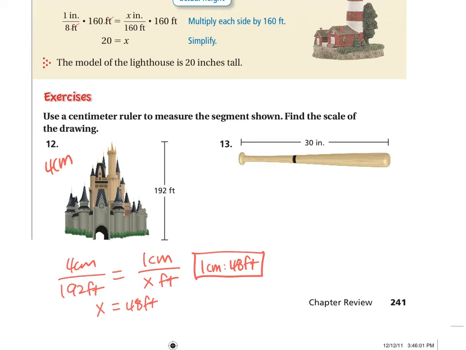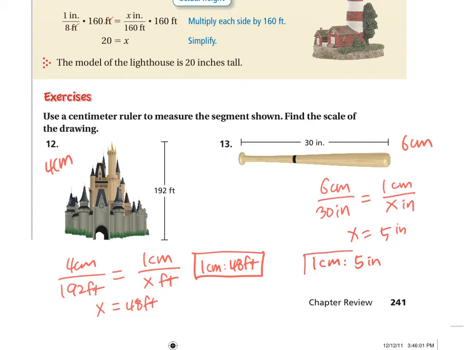13, you have 6 centimeters for the bat, and supposedly it's going to be 30 inches, so the same thing happens for this one. It's going to be 6 centimeters over 30 inches. If it's 1 centimeter for the scale, then what is going to be the inches for each centimeter? Either you do cross multiplication or simple math, your x is going to be 5 inches, and then your final answer is going to be writing your scale. So 1 centimeter to 5 inches is going to be your factor.